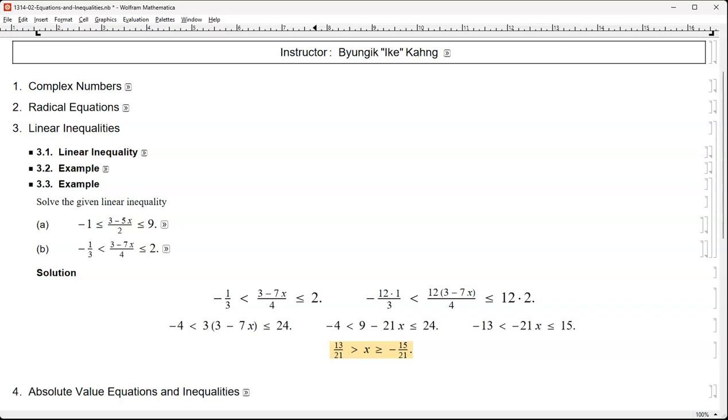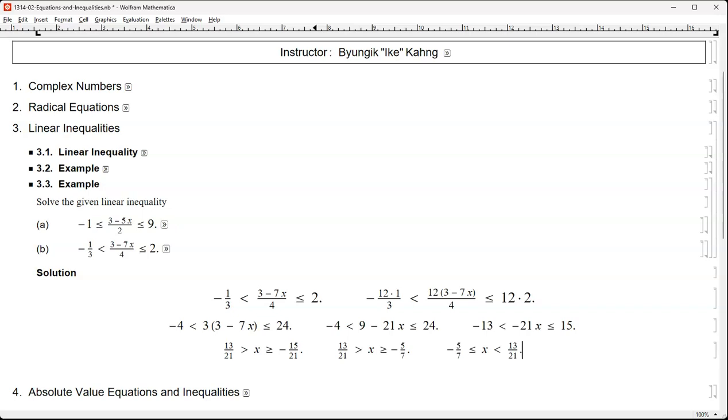Let's see, can we simplify this thing a little bit further? I think we can. 13 over 21, alright. 15 over 21, let's see, divide by 3, so 5, and then divide by 3, 7. We're almost there. Negative 5/7 is the smallest, so it comes to the left. And then x, and then 13/21. That completes the problem, if you want inequality expression.